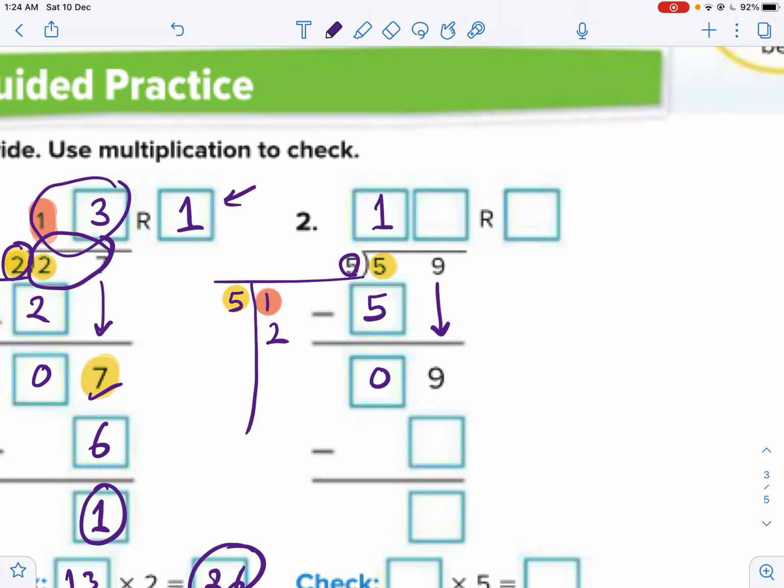2 times 5 is 10. Oh, this is a problem. You're looking for the 9 and you got a 10. The 10 of course is bigger than the 9. No, it doesn't work. You have to take the smaller number, which is the 5. You will write it here, and the number that gave you this 5, the hero again, is the 1. So you will write it up here. Now you subtract. 9 minus 5 is 4.